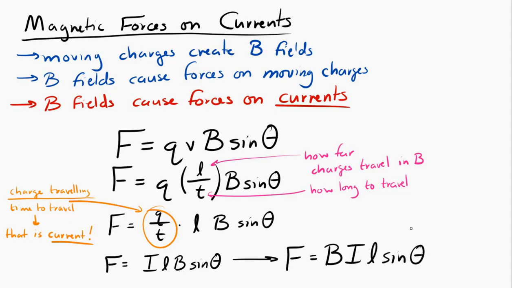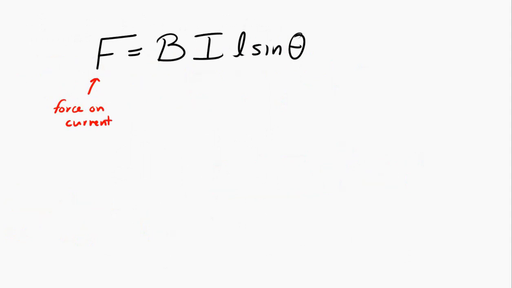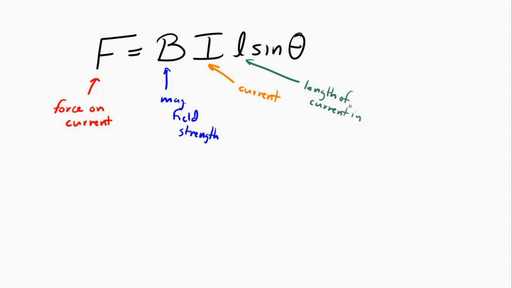And let's define everything there. So F is the force experienced by the current, B is the magnetic field strength, I is the current that we're concerned with, L is the length of that current that's in the magnetic field, so that's the length of the current that experiences the force, and theta is the angle between the current and the field.